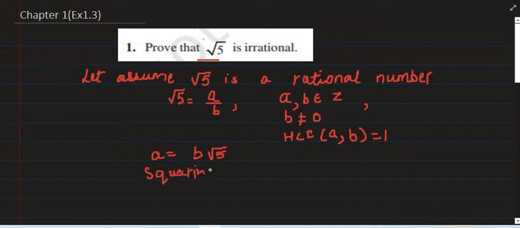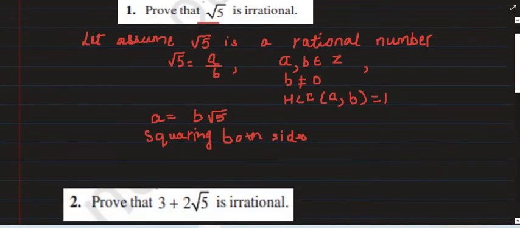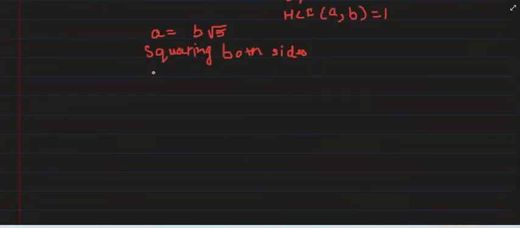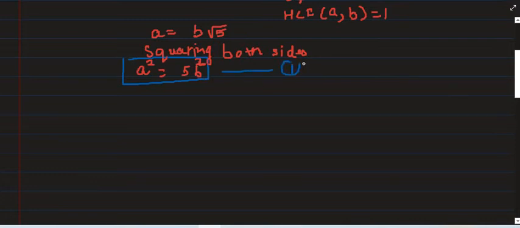both the sides, we will get a square is equal to 5b square. Let's name this as equation 1.